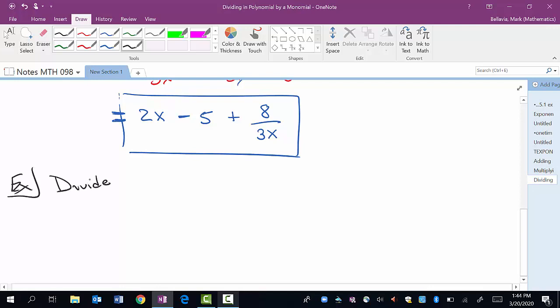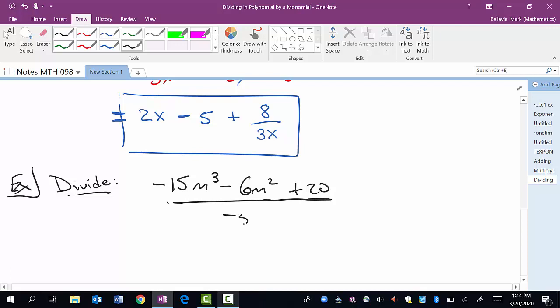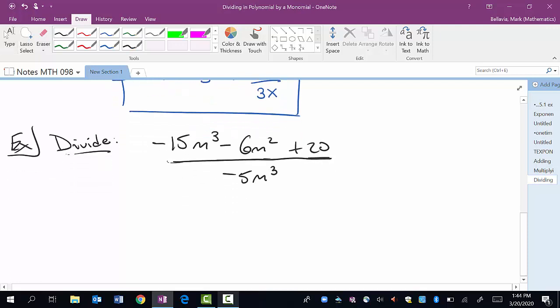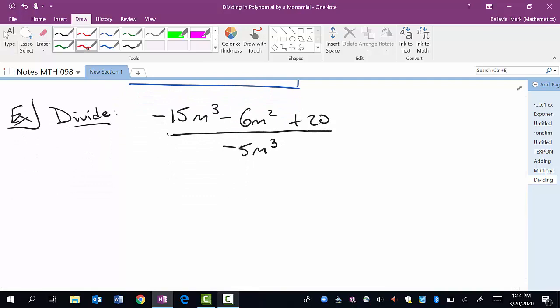I said to divide negative 15m to the third power minus 6m squared plus 20, all divided by negative 5m to the third power. Again, the first thing you should recognize is that we have a polynomial, something with multiple terms, divided by a single term, a monomial. So we can take each term and divide it by that monomial denominator.